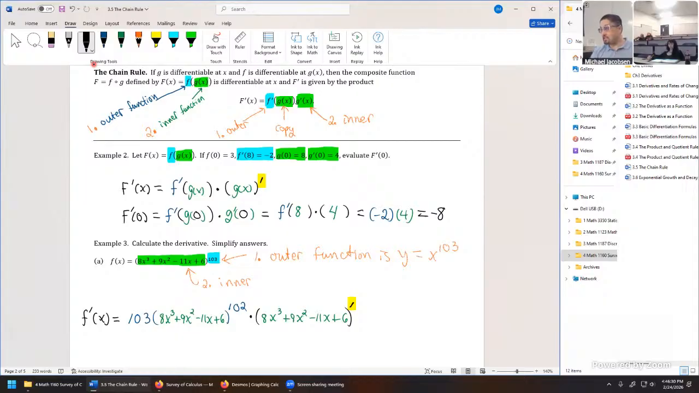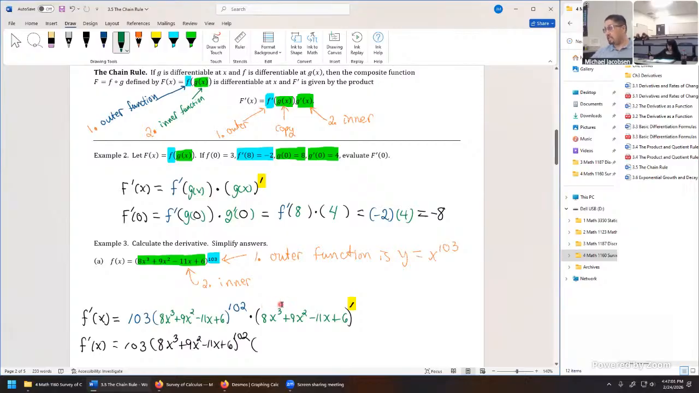Okay, let's finalize this. The derivative of f at x is 103. That's a horrible 3. Let me start over. 103, 8x cubed plus 9x squared minus 11x plus 6 raised to power 102. And we're going to multiply it by the derivative of this. Notice it's all copying until this stage. But now we just do term by term differentiation.